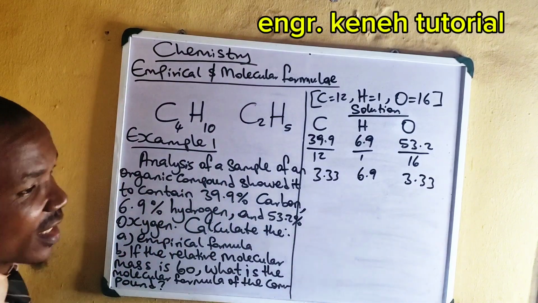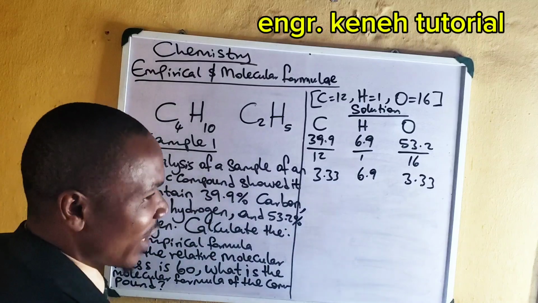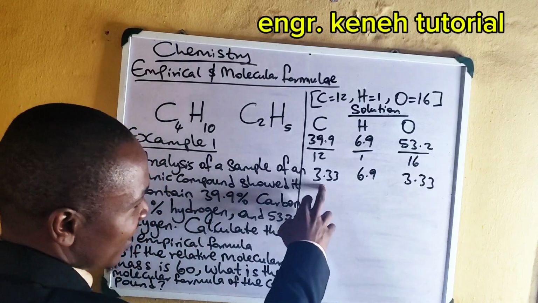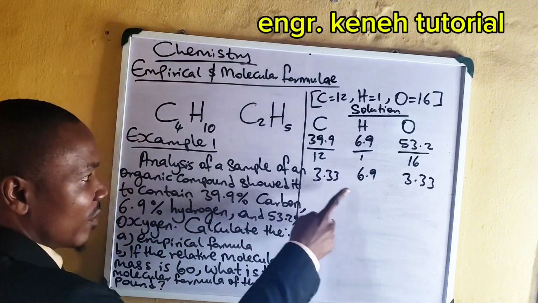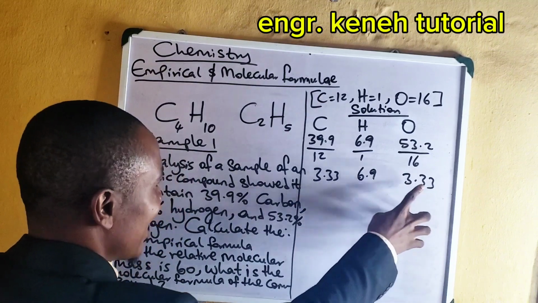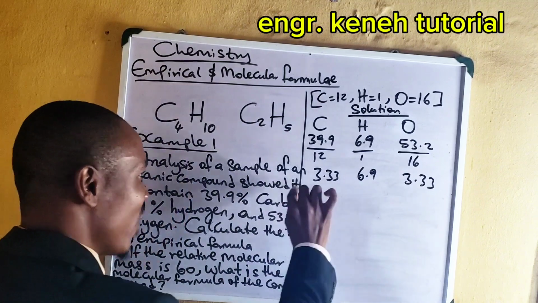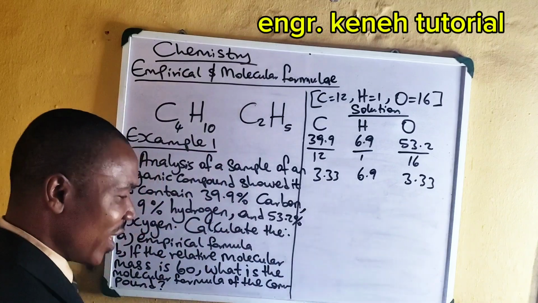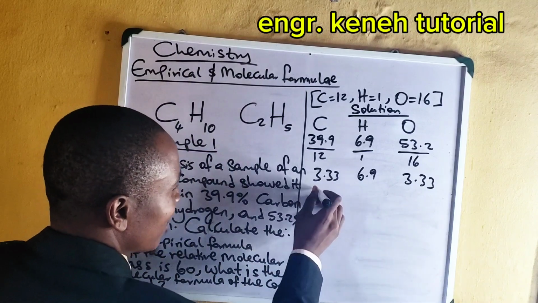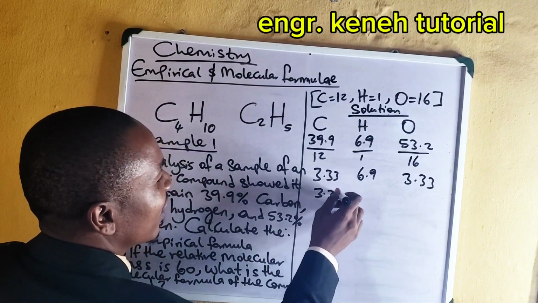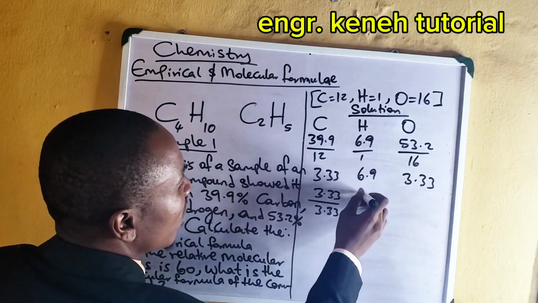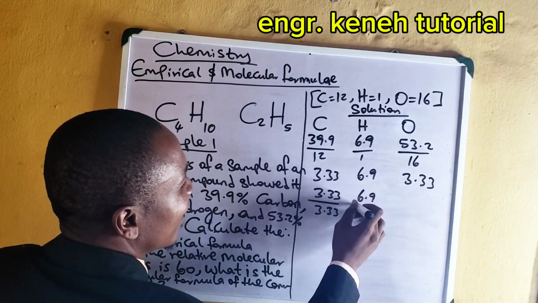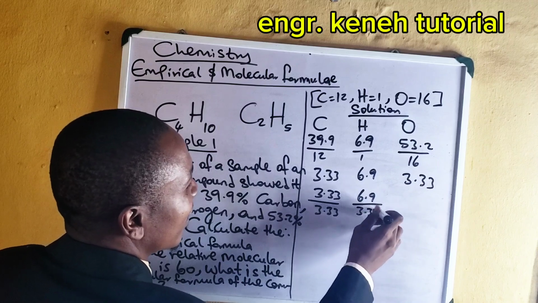When you have something like this, you divide through by the smallest value. The smallest one we have is 3.33. That means that I will use 3.33 to divide this, use 3.33 to divide this, and use 3.33 to divide this. You are dividing through by the simplest ratio. So we have this one. You have 3.33 all over 3.33. This one will give us 6.9 all over 3.33.